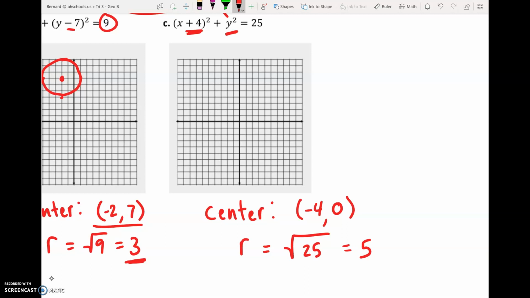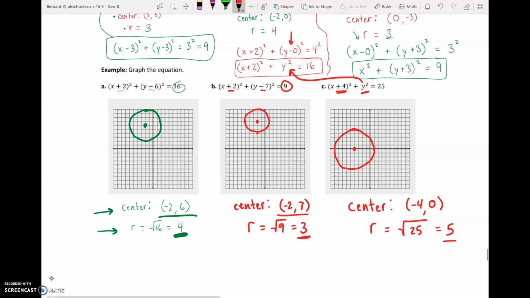So let's put a dot at our center, -4, 0, right here. And then we'll count 5 up, down, right, and left. 1, 2, 3, 4, 5, dot. And the same for the other three directions. And then we just loop through those outside dots the best we can. And there's our circle. Once again, completely dealing with center and radius. That is basically everything that matters within a circle.